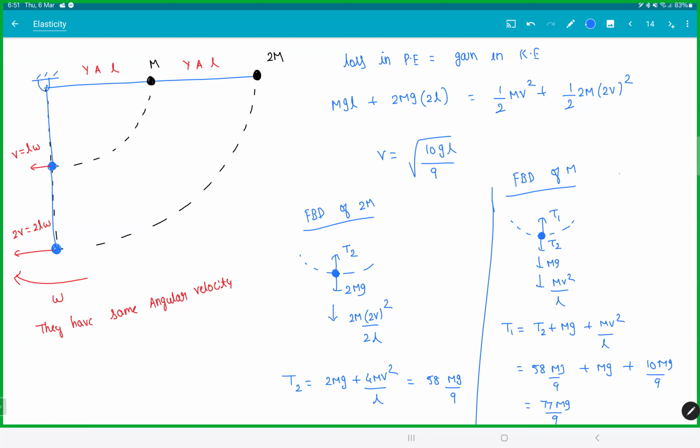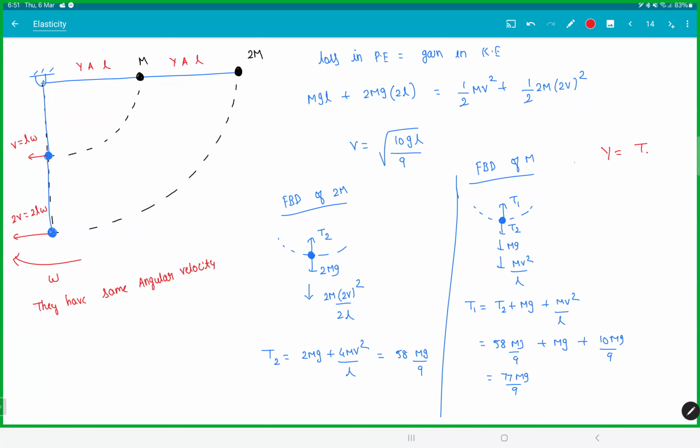Right? And we know Young's modulus Y is equal to tension times length by AE. So elongation is proportional to tension. Everything else is constant. So E1 by E2 will be T1 by T2, which is 77 by 58. That's your answer, everyone.